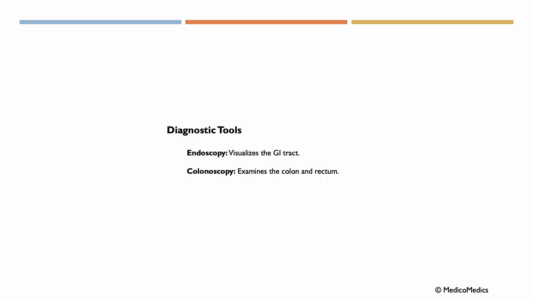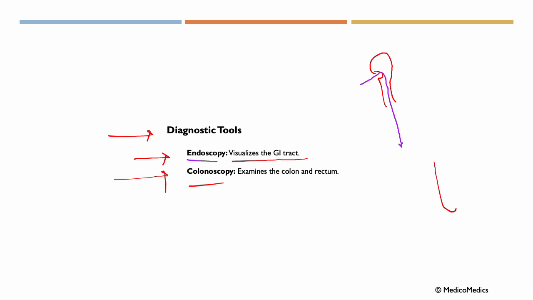We can briefly mention two very important diagnostic tools. So we have the endoscopy, where we visualize the GI tract. So if we have a person here, all right, we take a tube down in towards the stomach. This is endoscopy. In opposite to that, we have colonoscopy, where we go upwards from down under, where we examine the colon and the rectum.